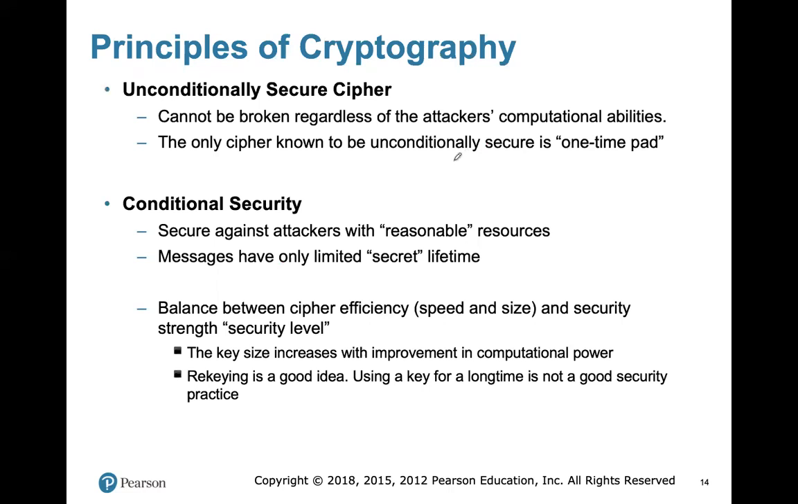Okay, based on what I said, we define two types of security in the cryptographic domain: conditional security and unconditional security. In unconditional security, the security is absolute. A ciphertext, an encrypted data, cannot be broken regardless of the time or the computational ability that the attacker has. He or she cannot apply brute force. Brute force is not applicable here.